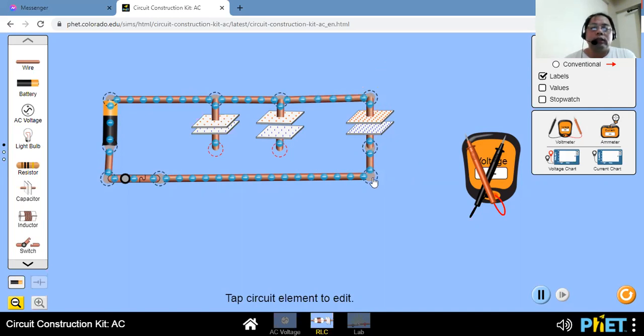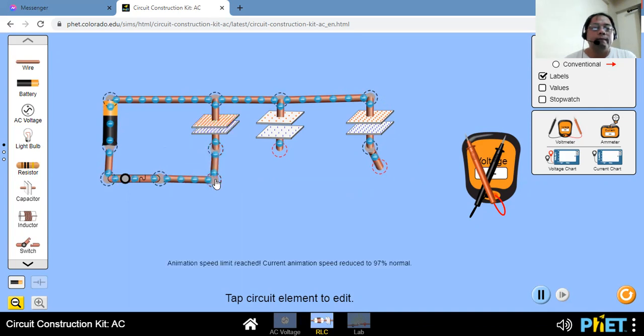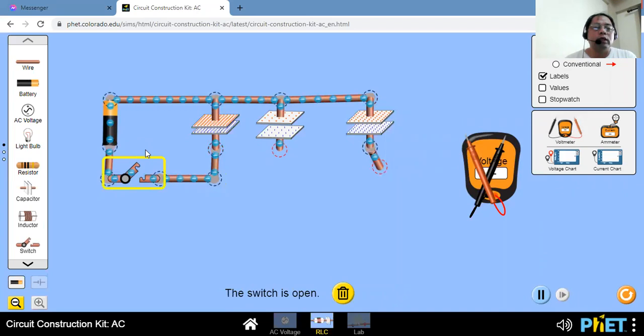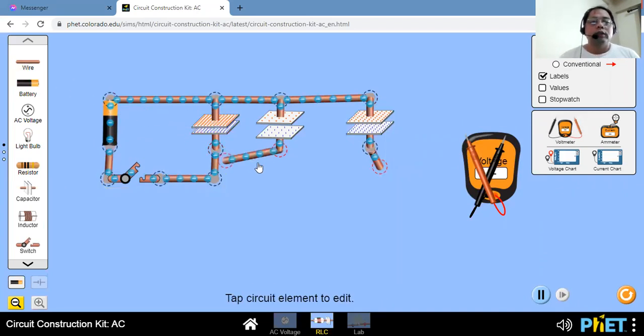Now let me cut this portion here, so we'll be able to attach this. So we'll need maybe now more wirings on this end. So that's one. So let's disconnect our wire first, our switch. And you'll see that our capacitors here are already fully charged.